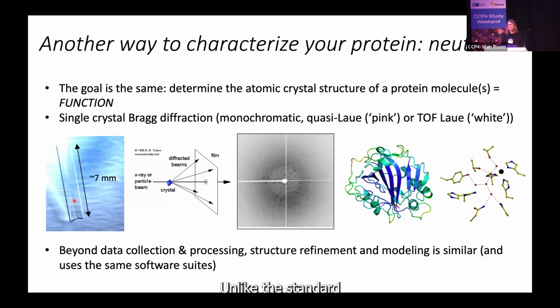And of course, the actual probe, the neutron beam in this case, can come in a variety of flavors. Unlike the standard synchrotron experiment where you have a single monochromatic X-ray beam, with neutrons, depending on which facility you visit, you have choices. So you can have monochromatic neutrons, quasi-Laue, or at spallation source, you may have time of flight Laue. And these impact how you do your data collection strategy, but ultimately it doesn't affect what you get at the end, which is an MTZ file. And then we do structure refinement and modeling, very similar to how you would do for an X-ray structure. We even use the same software suites.